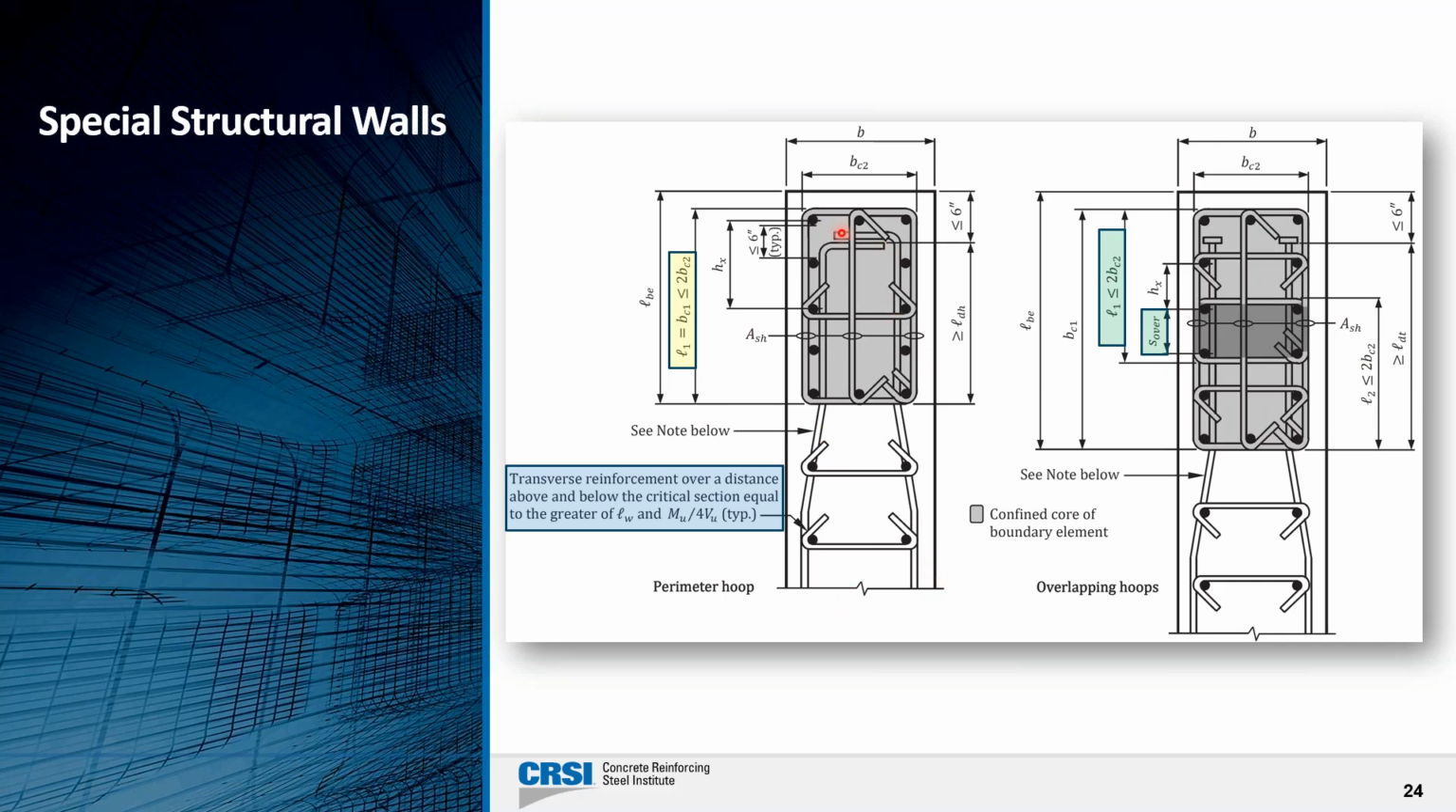Now we show here one wall that has 90-degree hooks, another that has the headed bars. Those don't necessarily have to go with one or the other. They're just for illustration purposes, they can be used in any situation.